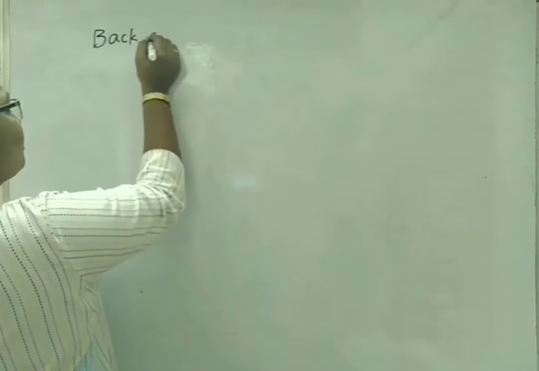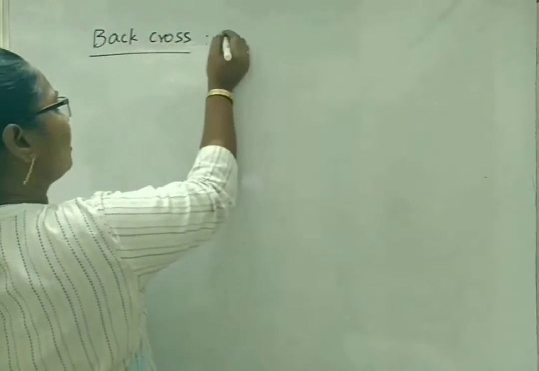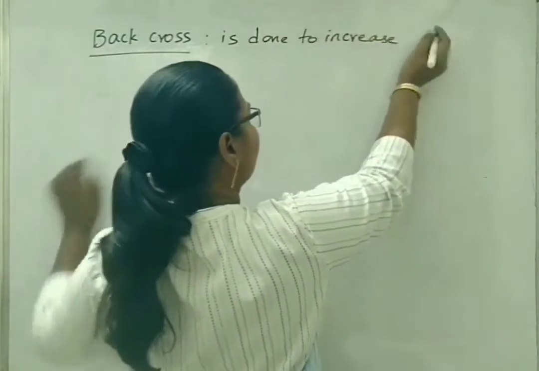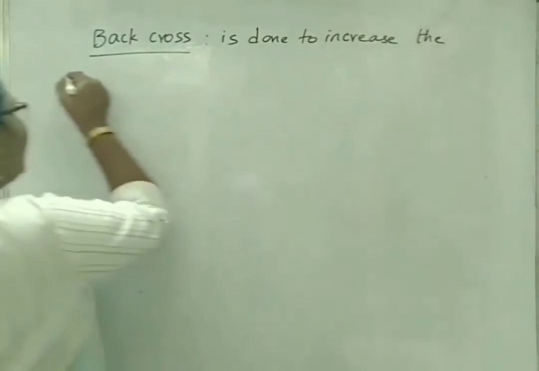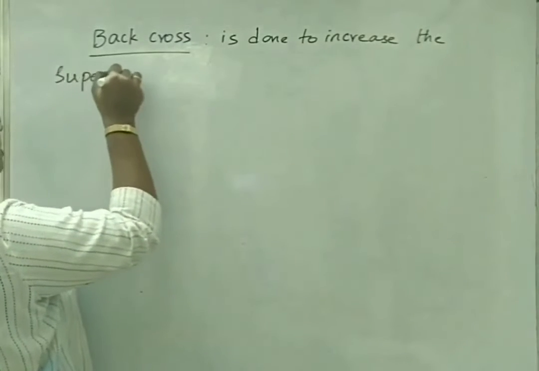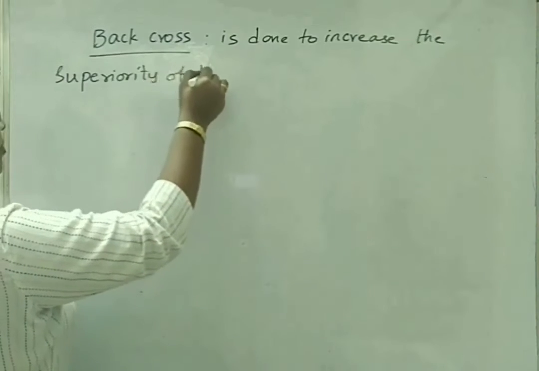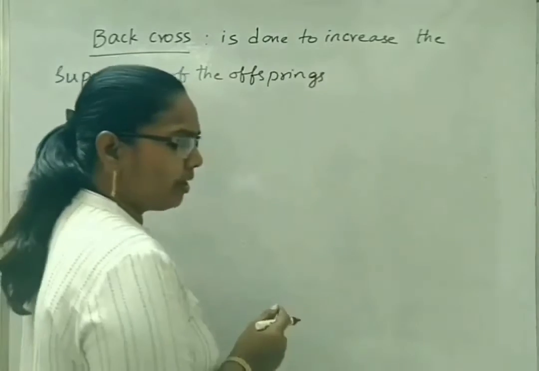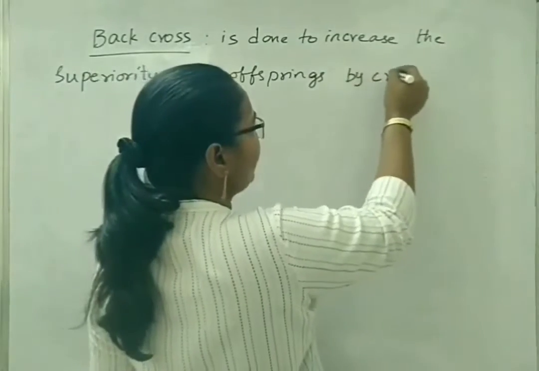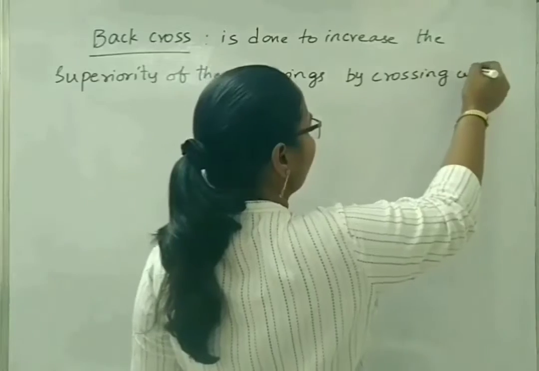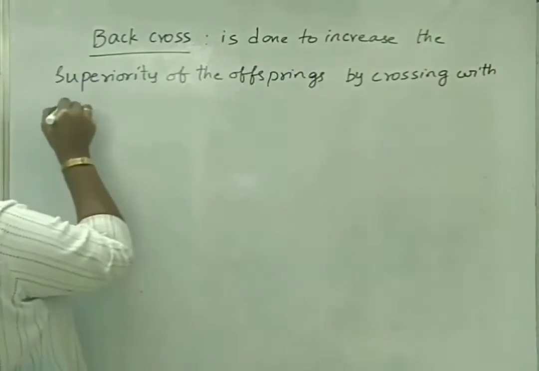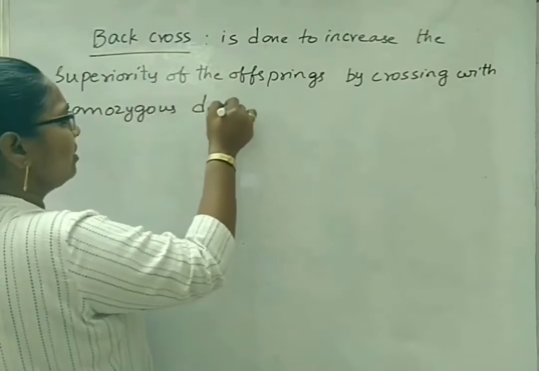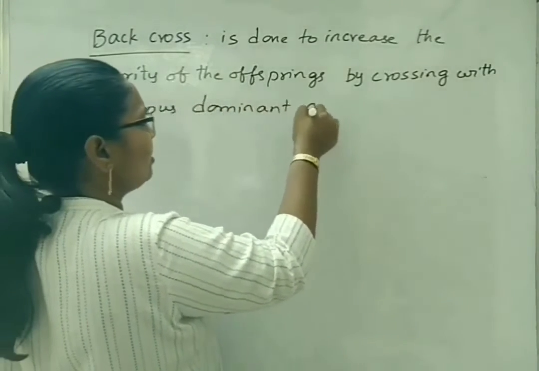Next, back cross is done to increase the superiority of the offsprings by crossing with homozygous dominant genotype.